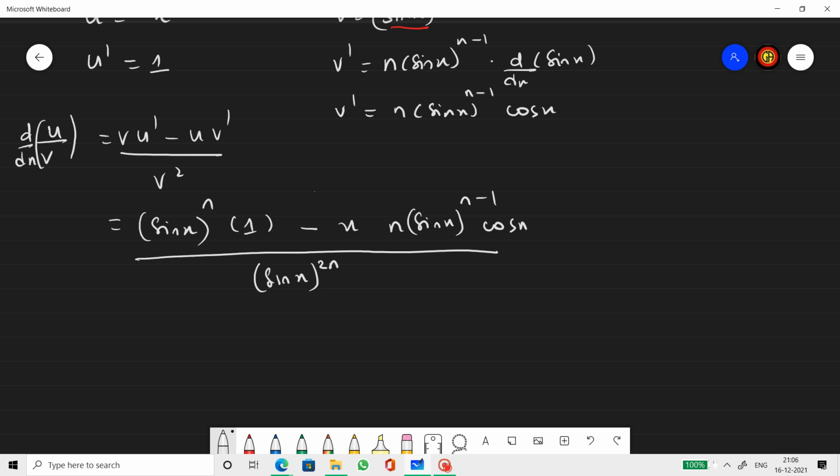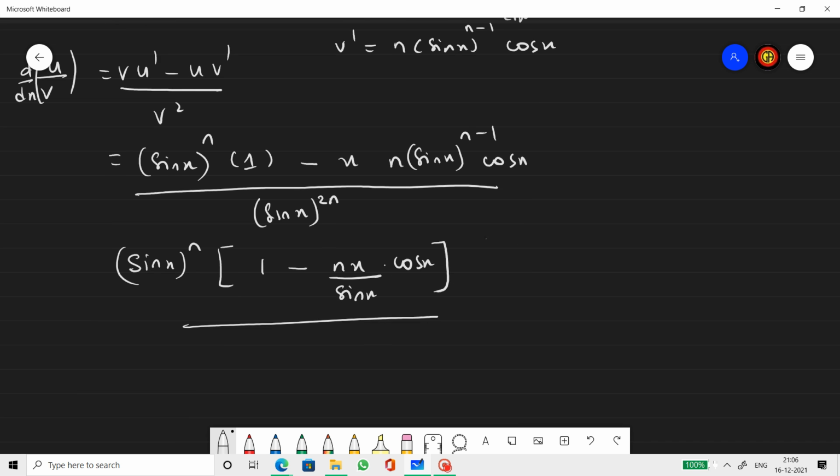Now, if you take sin x to the power of n common out, it is 1 minus n x by sin x into cos x. Sin x to the power of n minus 1 can be written as sin x to the power of n into sin x to the power of minus 1. So sin x to the power of minus 1 is 1 by sin x. So nx cos x by sin x, divided by sin x to the power of 2n.